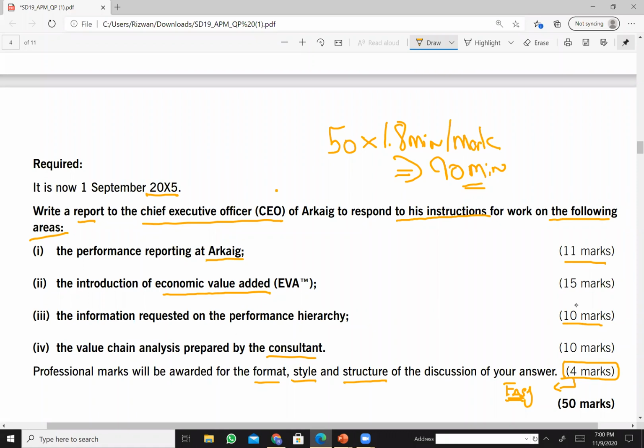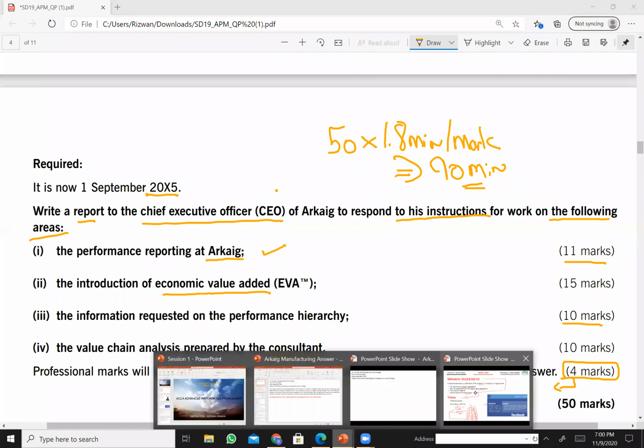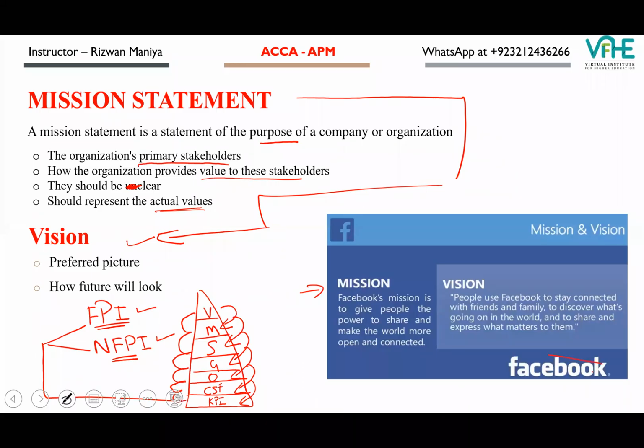So, having understood the basic things about the question, what things are required? Number one, performance report. Number two, EVA. Number three, information for this performance hierarchy. Number four, Porter's value chain. Now, let's start with the question. Before I start towards the question, I just want to give you a quick idea about performance report.